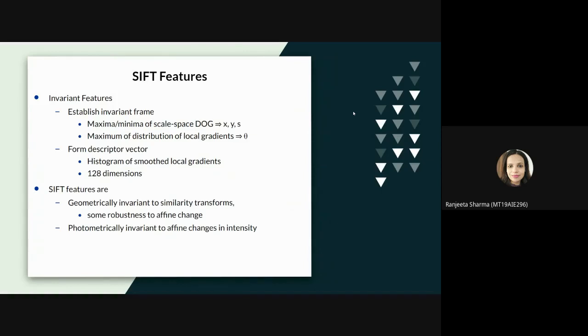Once we have these scale invariant key points, we will eliminate the key points that lie very close to the edge. Later we will calculate magnitude and orientation and create a histogram for magnitude and orientation. Now we will compute the invariant descriptor by preserving the gradients in orientation and histograms. Here the generated features are geometrically invariant to similarity transforms and they are robust to affine changes.